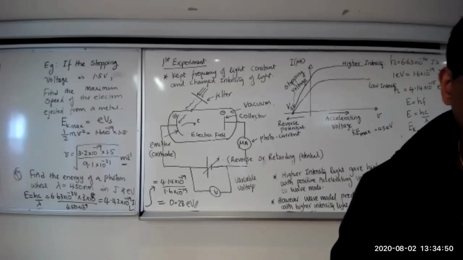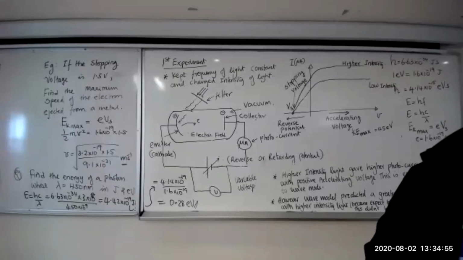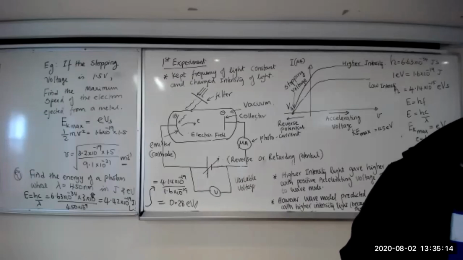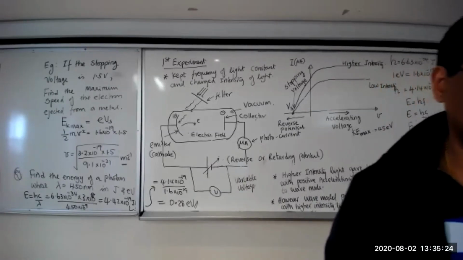That's the speed you get, 7.3 times 10 to the power. I can simplify that. 3.2 times 10 to the negative 19 times 1.5 divided by 9.1 times 10 to the negative 31, square root of that. You get 7.26 times 10 to the power 5. 7.26 times 10 to the power 5. That's what I got.